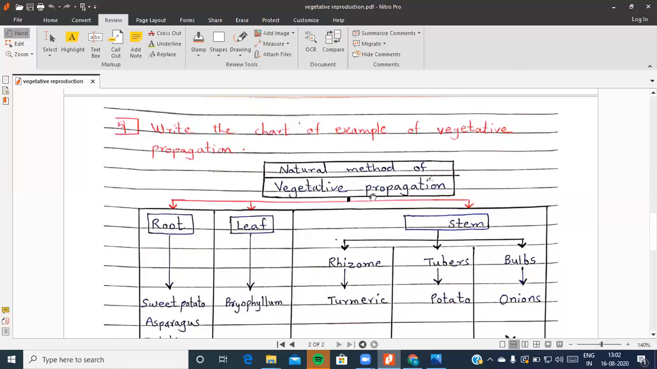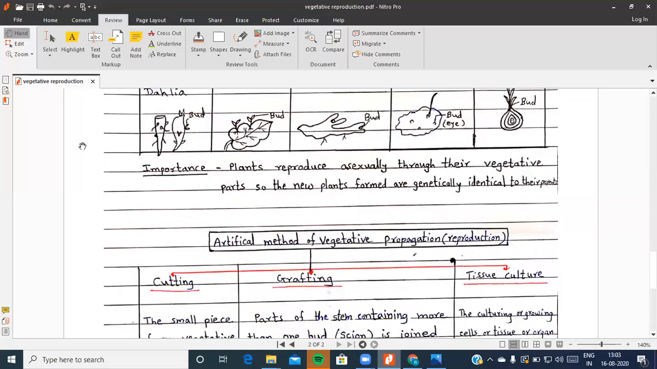Vegetative propagation is classified into two types: natural vegetative propagation and artificial vegetative propagation. Natural vegetative propagation takes place by root, leaf as well as stem. Examples: for root, sweet potato; leaf, bryophyllum; rhizome, turmeric; tuber, potato; and bulbs, onion. They produce small buds, and these buds develop into new organisms.